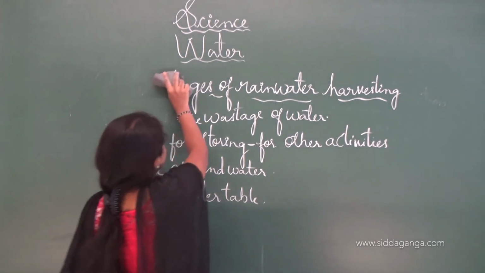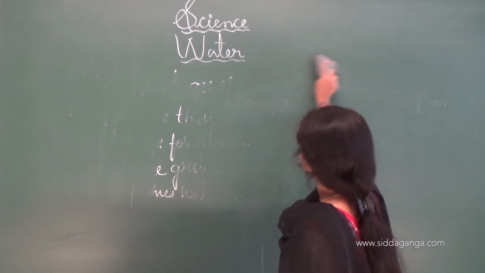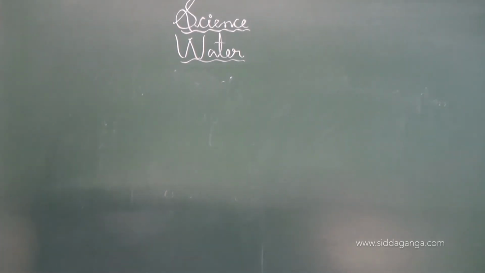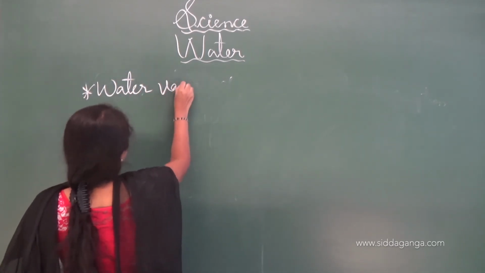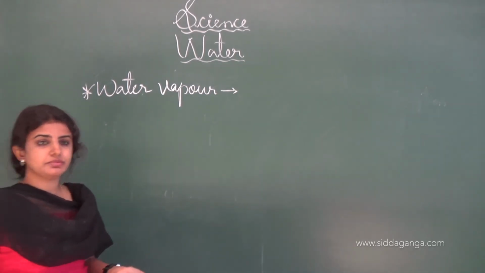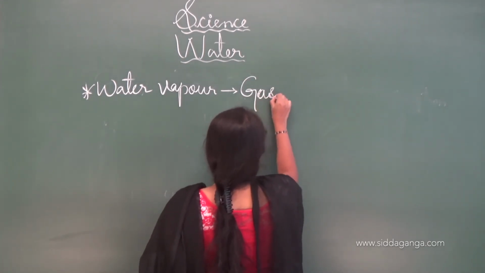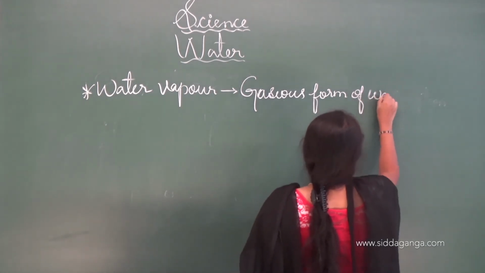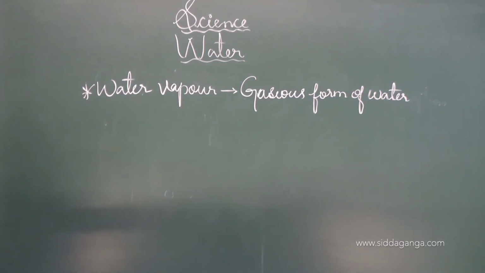Next we shall move on to the important terms which come under this chapter. One by one I will write on the board. Water vapor. See, what is the meaning of water vapor? Many times I used it while saying the different terms. Water vapor is nothing but the gaseous form of water. The gaseous form of water is called water vapor.